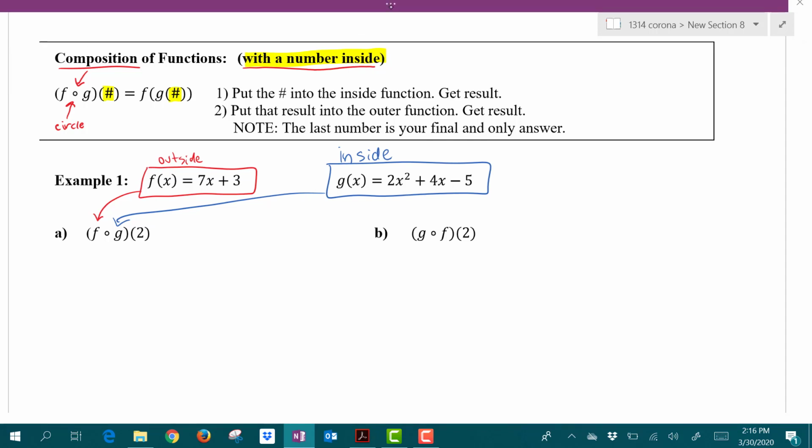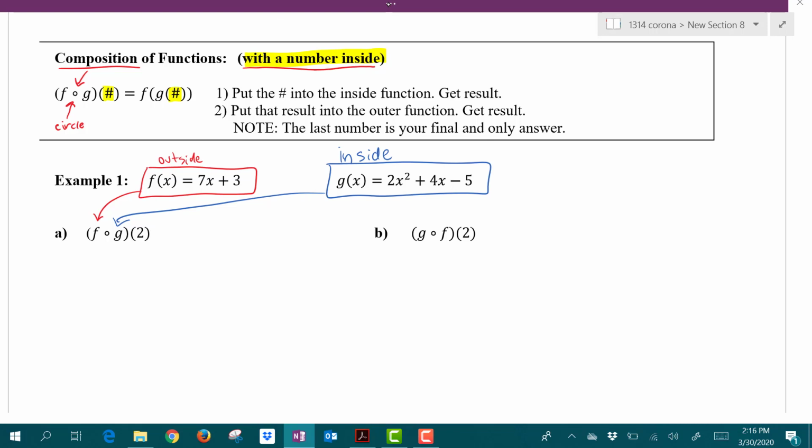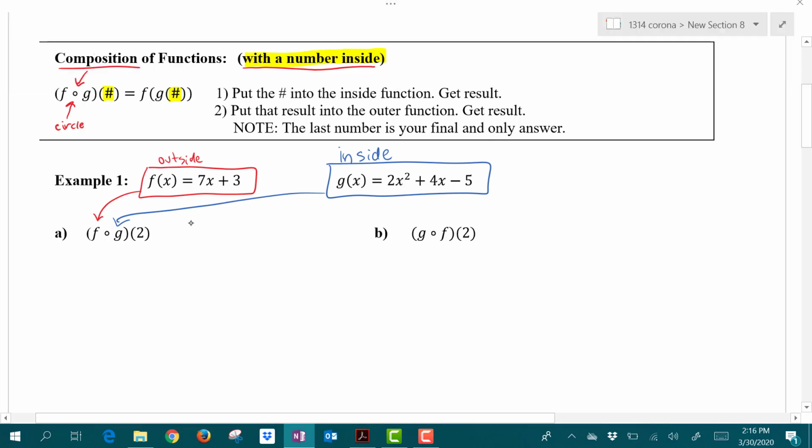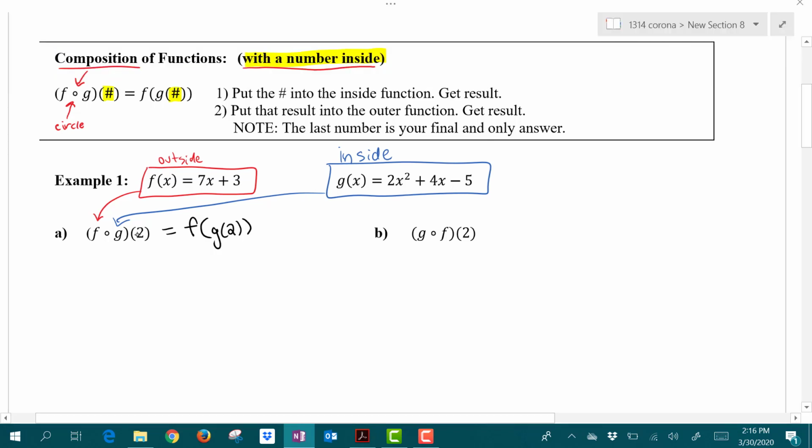The definition is always the first thing that I write. The definition of f composed with g of 2 is to write it as f, and then inside of that we're going to put g, with parentheses, and inside of those parentheses we're going to put a 2. That's always the first thing that I write, and the 2 is what's going inside of that composition.